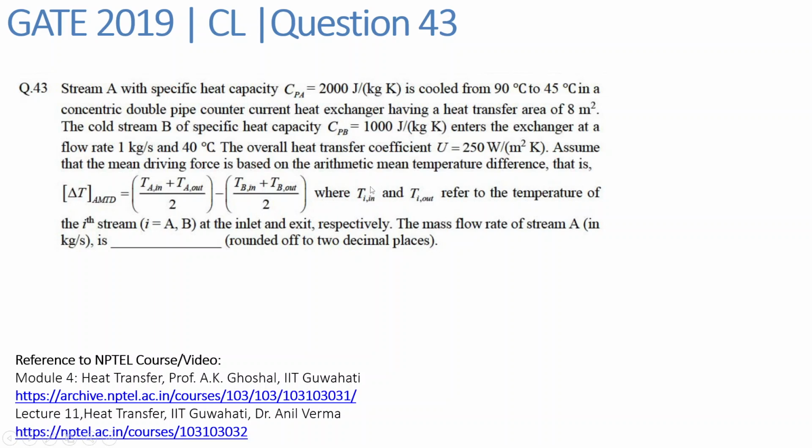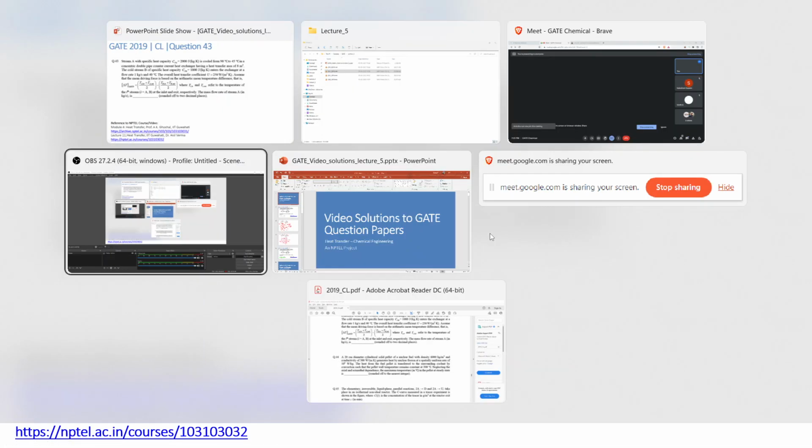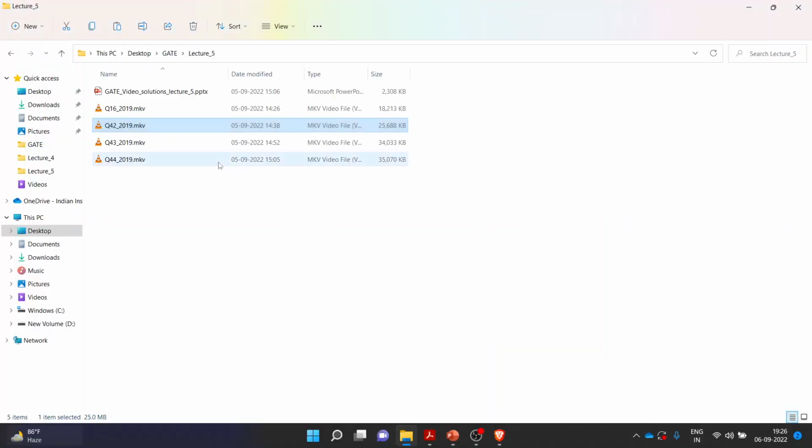Again, this is a simple energy balance across the heat exchanger, a double pipe countercurrent heat exchanger, but usually in most cases we use the log mean temperature difference. But in this question, we have been specifically asked to use this arithmetic mean temperature difference given by this formula as the driving force for the heat transfer. And given all this information, we have to find the mass flow rate of stream A. Let's look at the video solution.